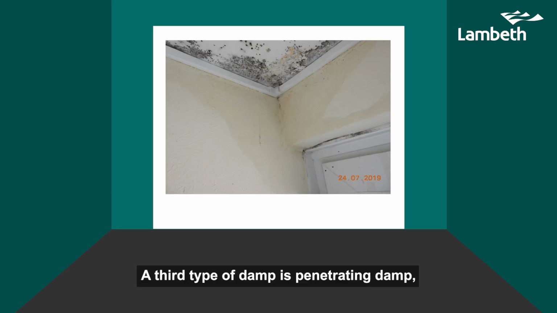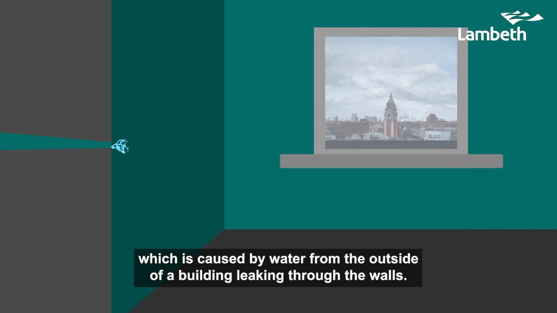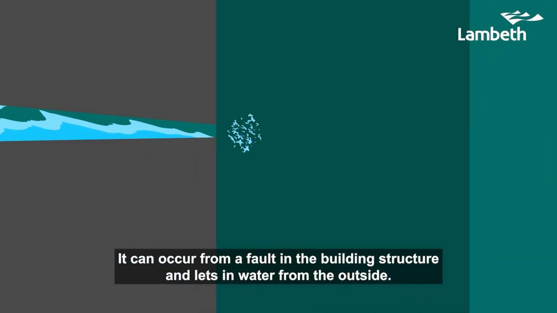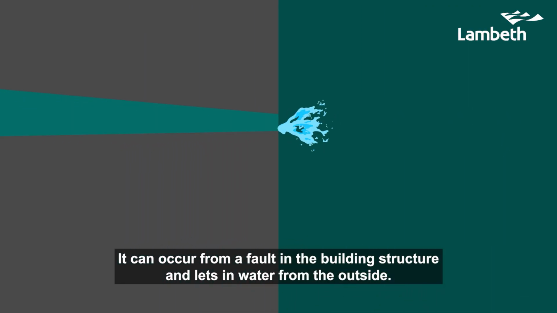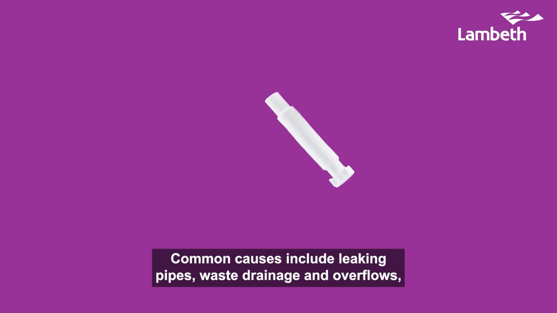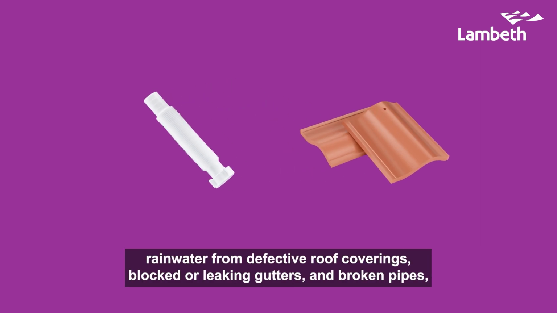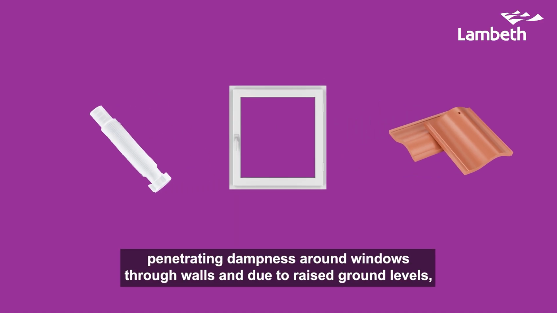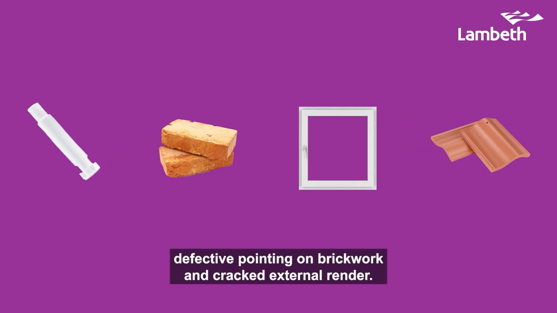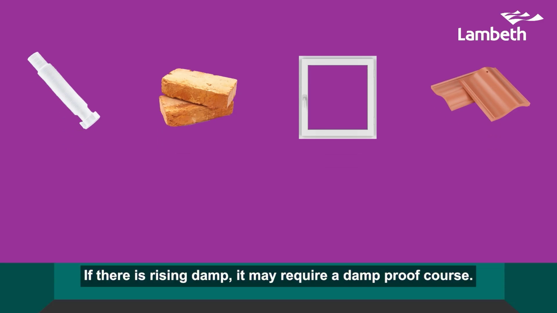A third type of damp is penetrating damp, which is caused by water from the outside of a building leaking through the walls. It can occur from a fault in the building's structure and lets in water from the outside. Common causes include leaking pipes, wastes, drainage and overflows, rainwater from defective roof coverings, blocked or leaking gutters and broken pipes, penetrating dampness around windows, through walls and due to raised ground levels, defective pointing on brickwork and cracked external render. If there's rising damp, it may require a damp-proof course.